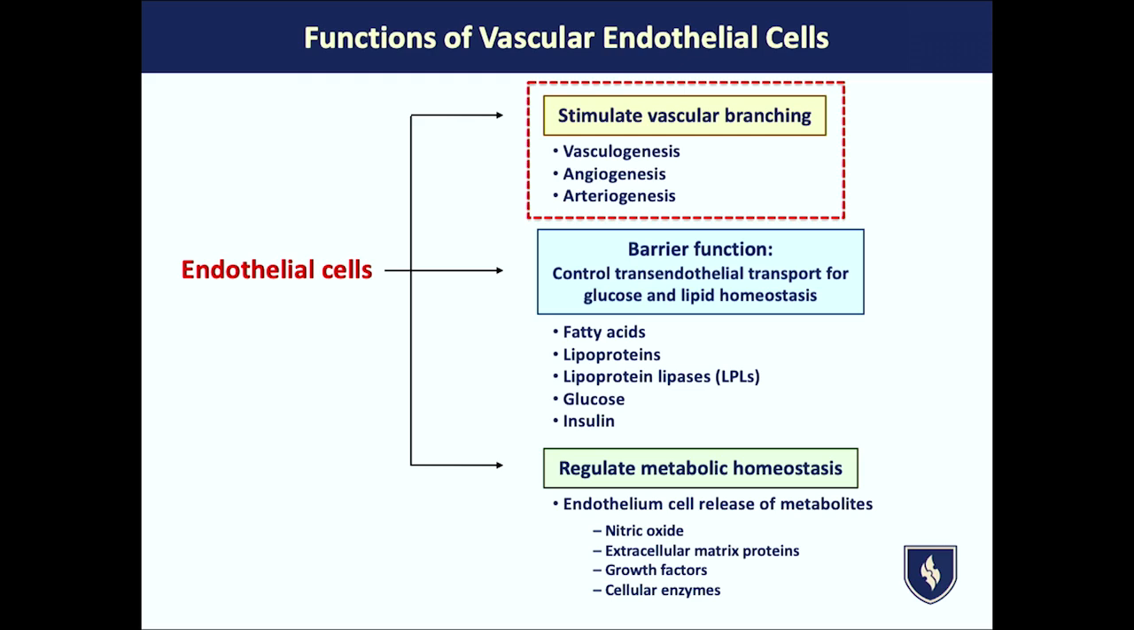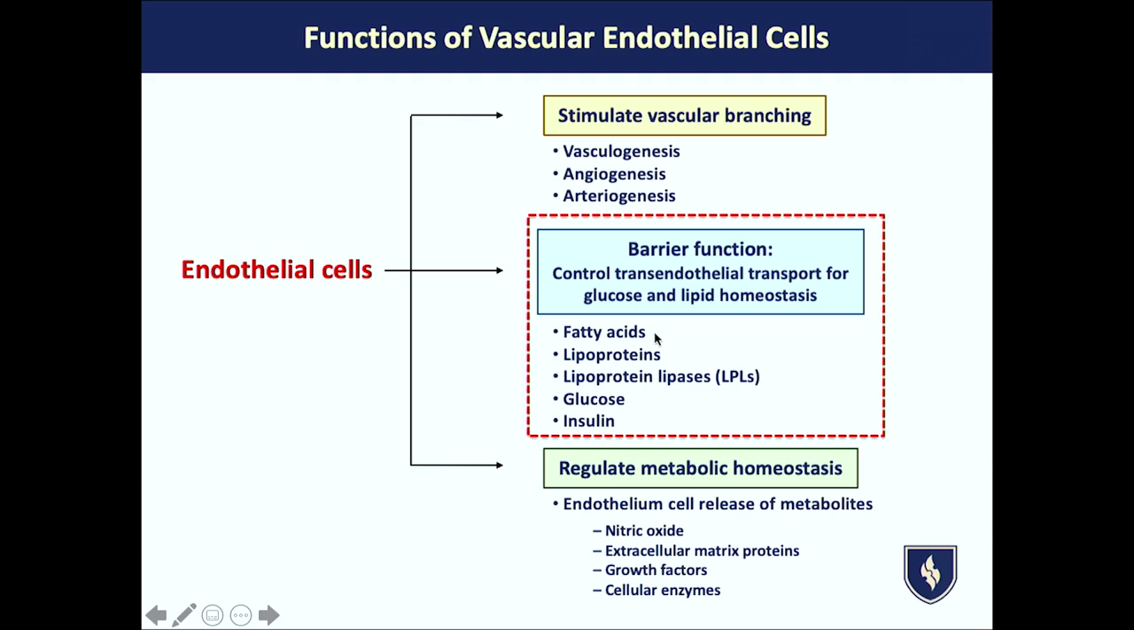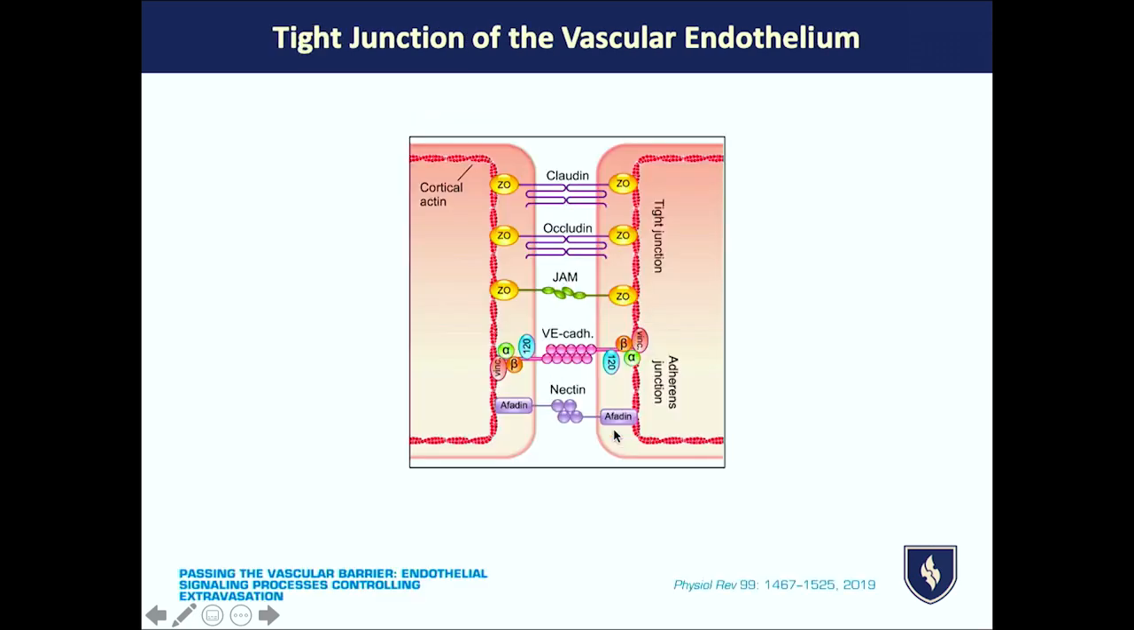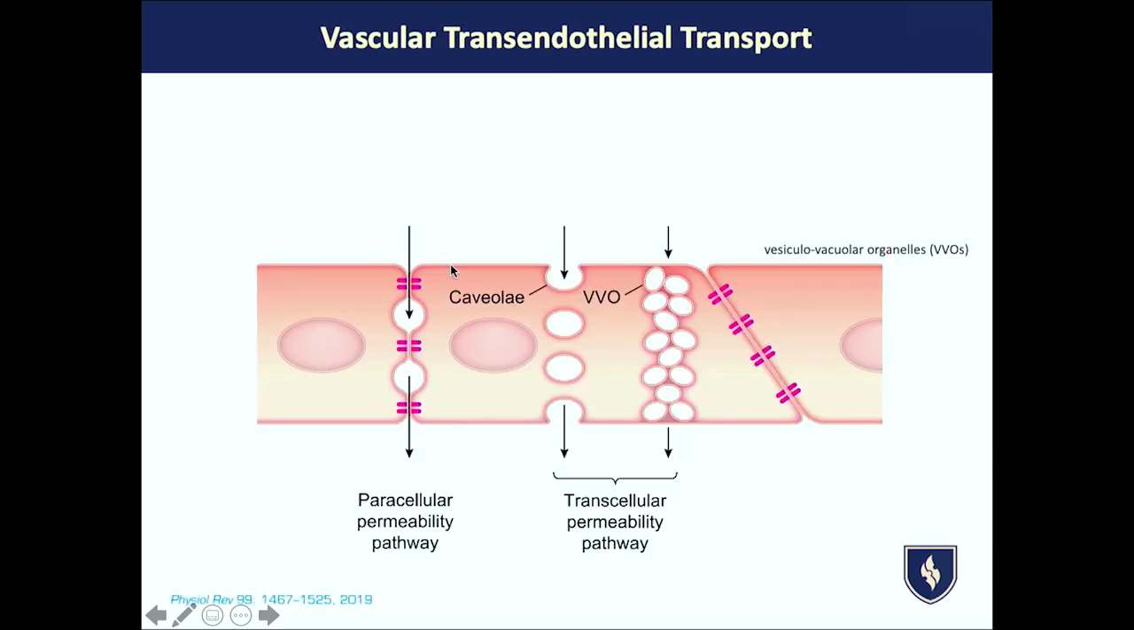Now, this other function of these endothelial cells is called endothelial transport. And things like fatty acids and lipoproteins and lipoprotein lipases and glucose and insulin have to cross these vascular endothelial cells. And just like in the gastrointestinal tract, the gut, we have things like occludin and zonulin and collagen proteins. The same thing takes place in the vascular endothelium. So there's tight junctions, and there's paracellular pathways, where they go between the cells, or transcellular, where they go across into the cells.